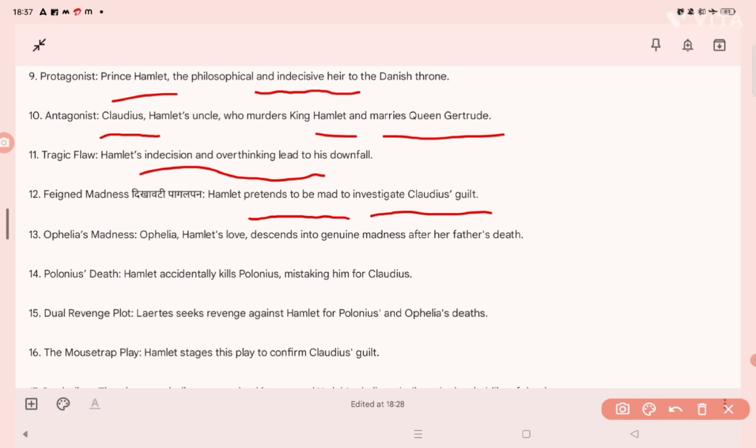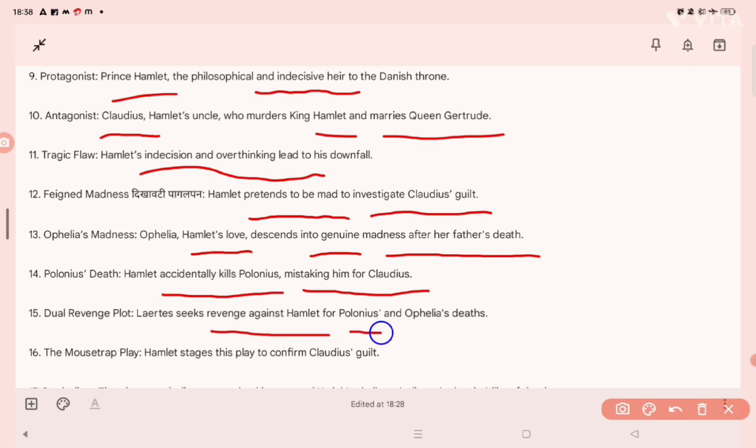Ophelia's madness: Hamlet's love descends into genuine madness after her father's death. Polonius: Hamlet accidentally kills Polonius, mistaking him for Claudius. Duel and revenge plot: Laertes seeks revenge against Hamlet for Polonius' and Ophelia's deaths. Mousetrap play: Hamlet stages the play to confirm Claudius' guilt.